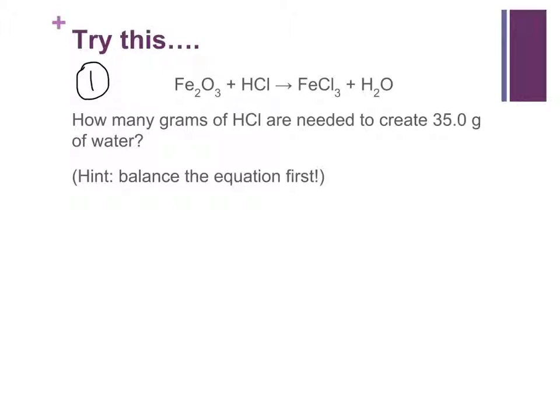When we balance this then, we should have a 6 in front of the HCl, a 2 in front of the FeCl3, and a 3 in front of the water. This equation is now balanced. Our second step involves taking our given value and converting it to moles if necessary. In the problem, we are given that we have 35.0 grams of water. We need to convert this to moles.